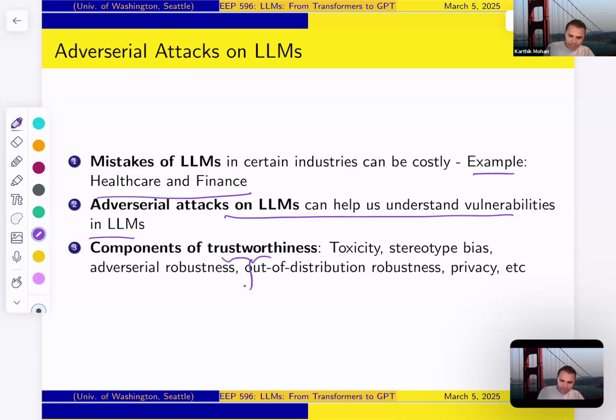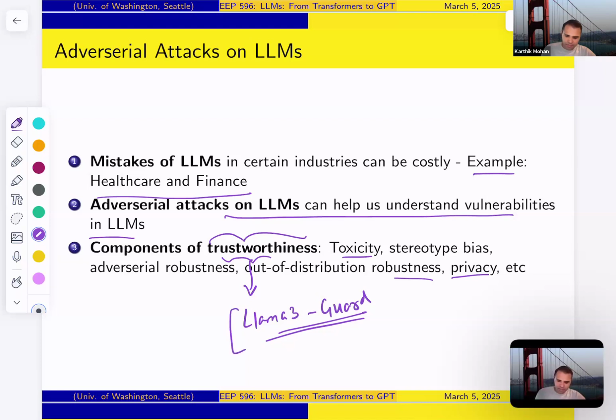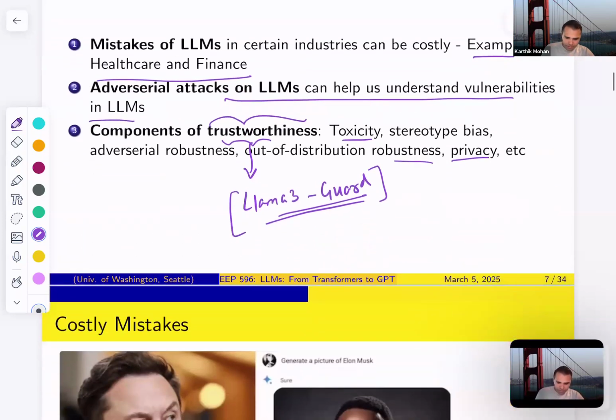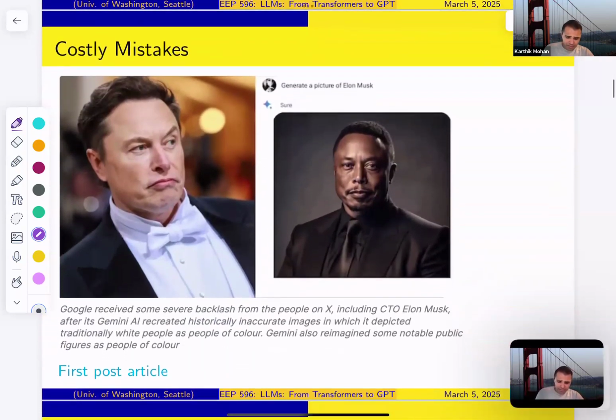For example, we have Llama. In the Llama 3 family, we have Llama 3 Guard, which is specifically designed to detect toxicity and robustness and privacy, and all of the stuff related to trustworthiness, right? So the model is trained on examples to say, is this trustworthy? Is this good? Is there any offensive content? All kinds of trust-related issues. It's trained on those examples, right? So it's a very important topic to cover. And mistakes can be very expensive.